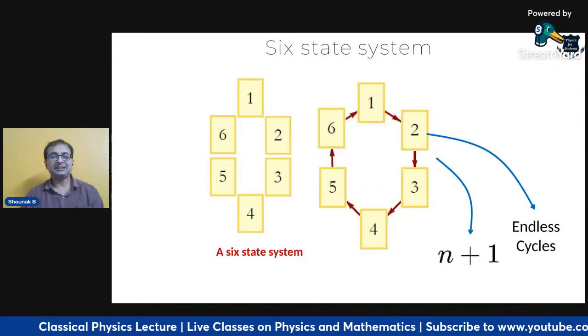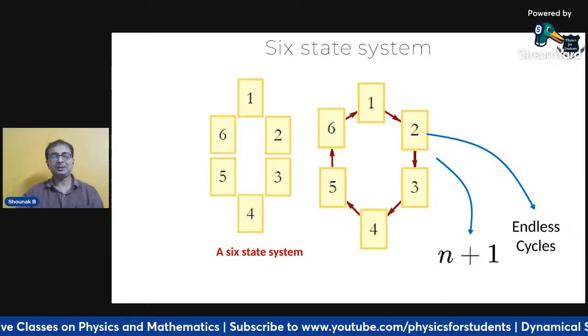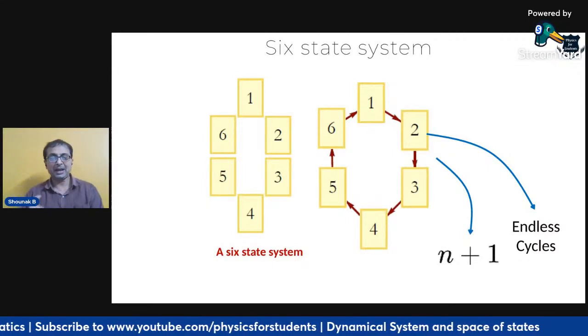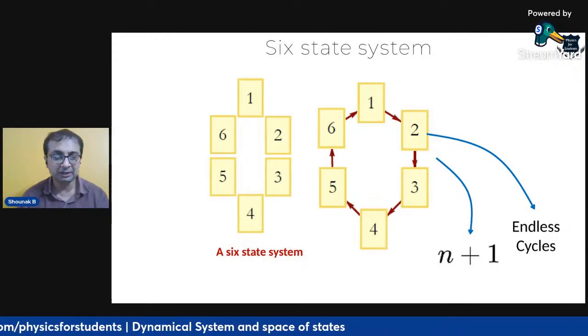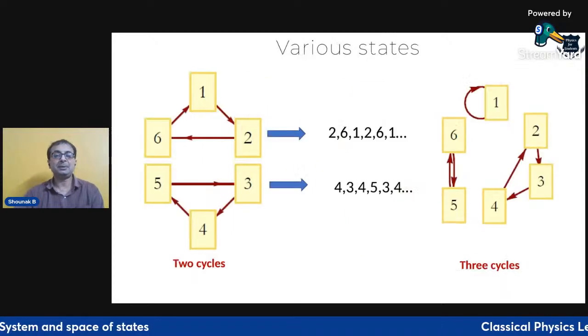Here you see it is a 6-state system. So from 1 to 2 to 3, 4, 5, 6, and again, so it is an endless cycle, right? So it is called a 6-state system. And typically, if we want to quantitatively denote the number n, which is moving and incremental, then we call it n plus 1.